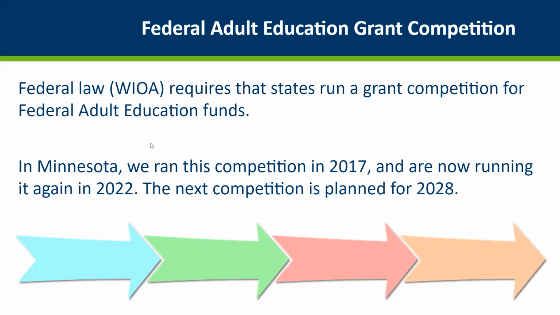And this federal law, WIOA, requires that states run a grant competition for these funds. And then we define the period for those funds. The feds recommended, and many states ran with, a 5-year period. So we ran a competition in 2017 and are running another competition here in 2022.